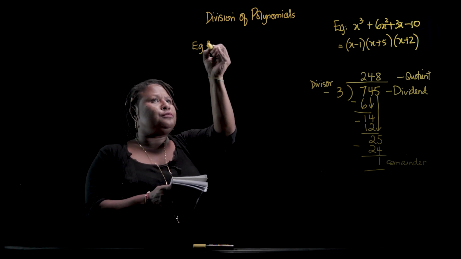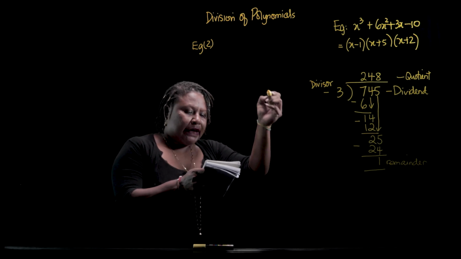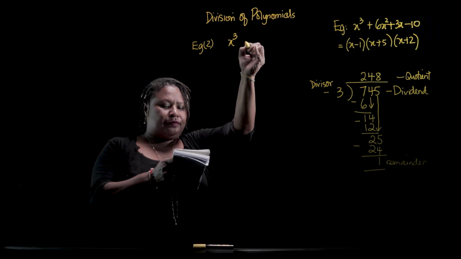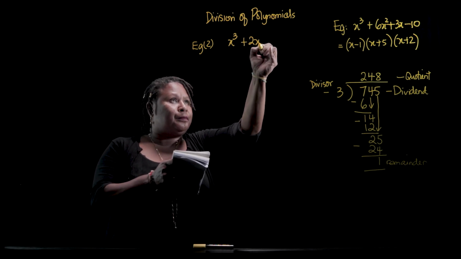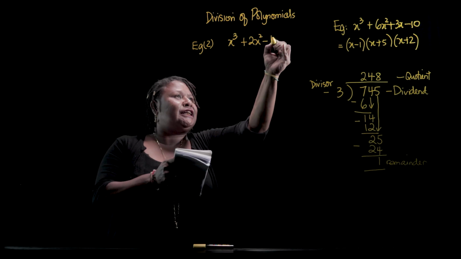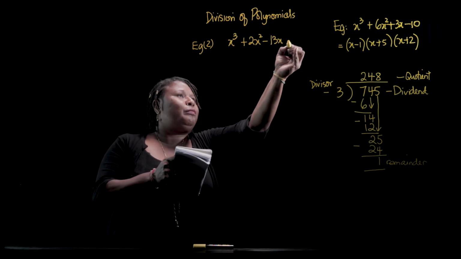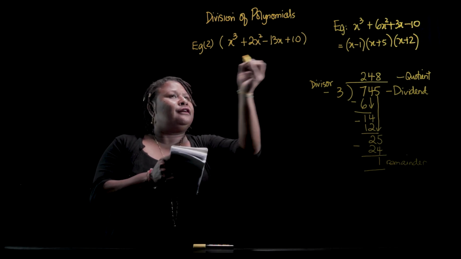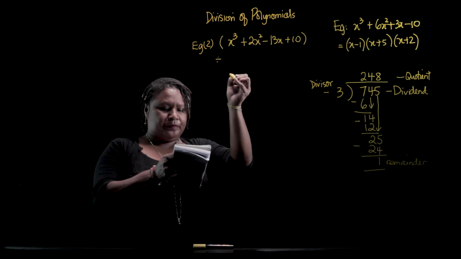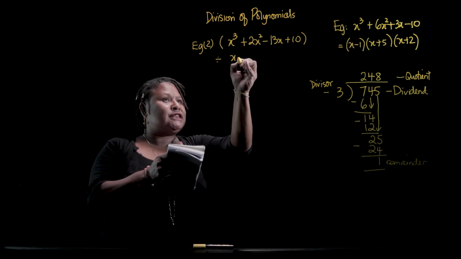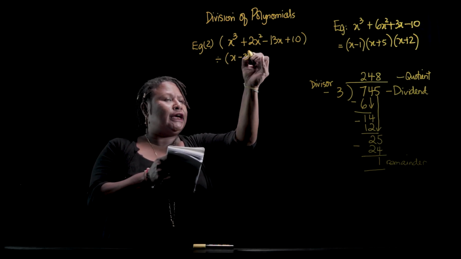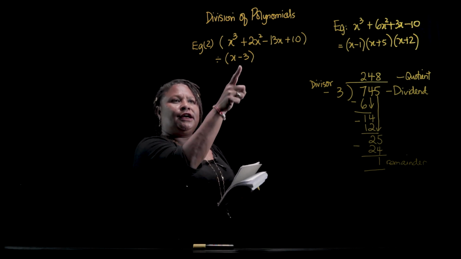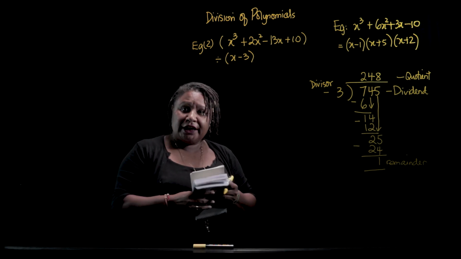Example number 2: x cubed plus 2x squared minus 13x plus 10, divided by x minus 3. So here's our polynomial expression, and we're dividing it by x minus 3.